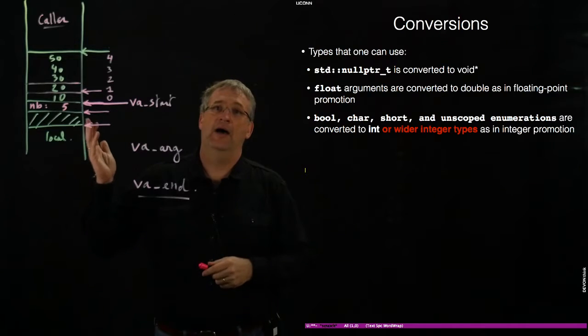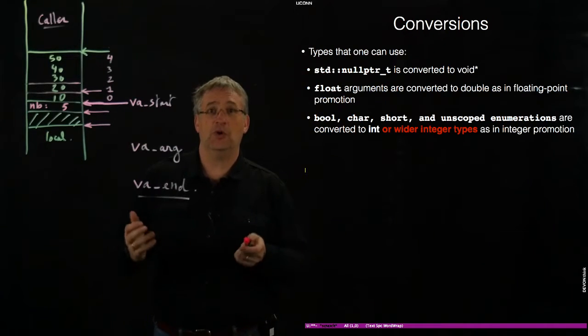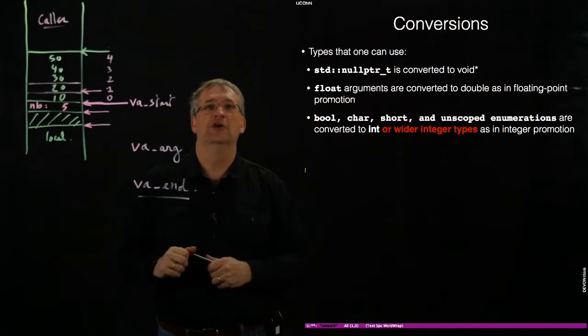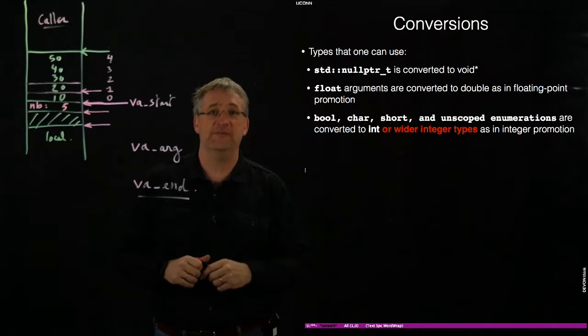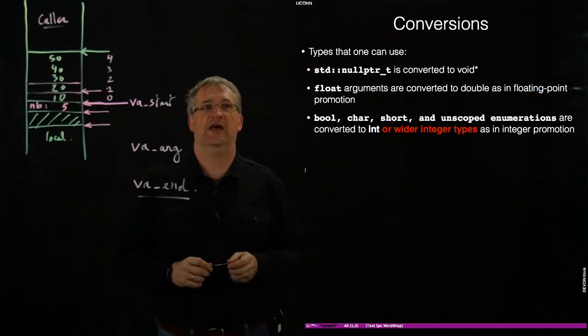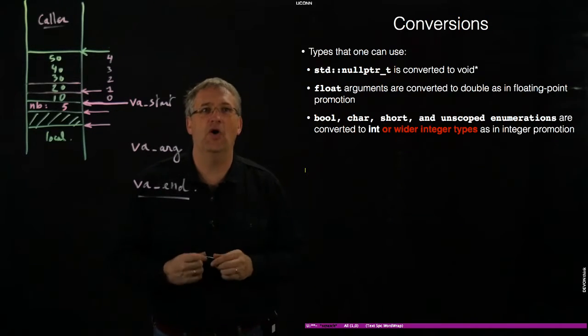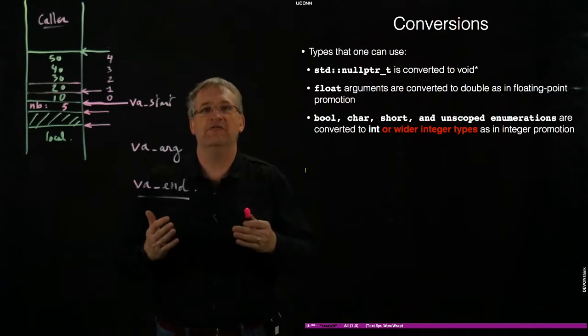Because remember, when we're looking at variadic functions, we're looking at a C feature, essentially. So a nullptr of C++ is just a pointer to an unknown type. It's a void star. That's how the conversion happens. If you're passing a float, it will always be converted to a double.